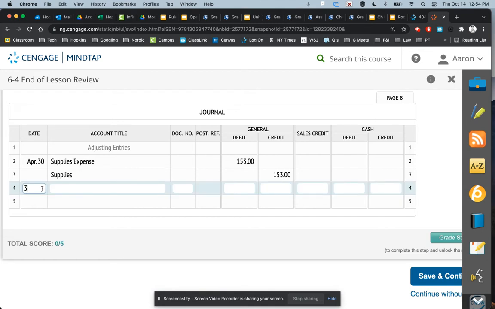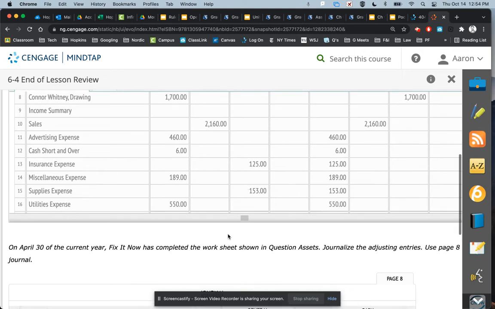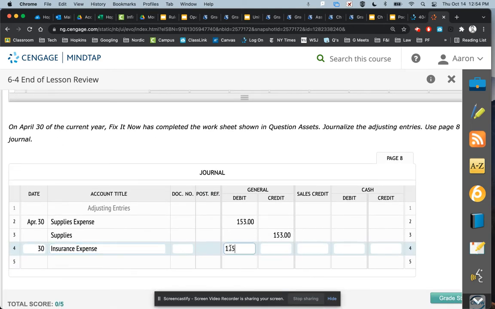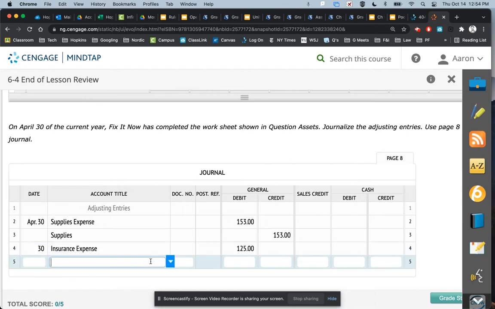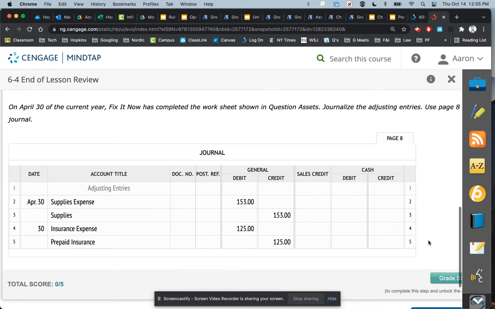We'll do the same thing then for insurance expense. Insurance expense gets a debit of 125. And our asset account, remember, was called prepaid insurance. That gets our credit for 125. And that's all you have to do for this step. Two entries, one date per entry because we have a 2-line entry. Debits first, credits next. Debits match our credits, and we're good.